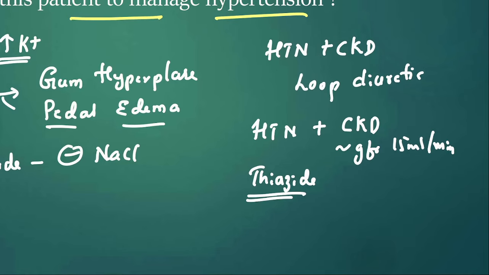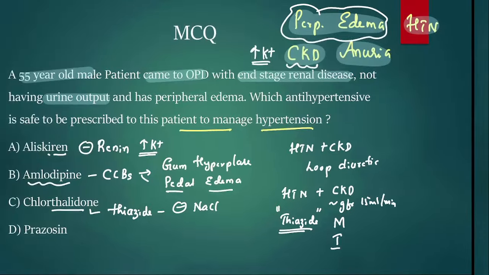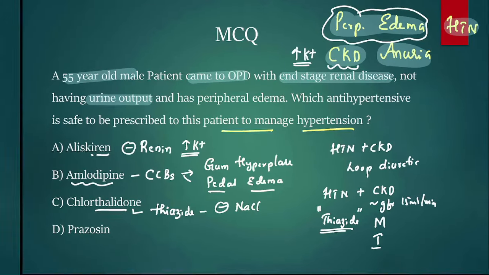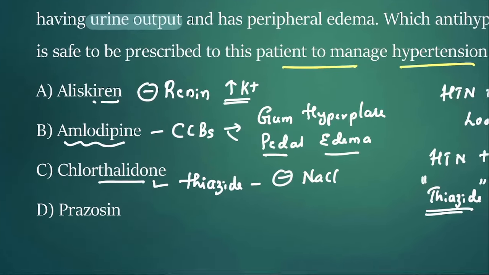Thiazides won't work in CKD, but there is one thiazide which can work. I'll give the name of that. It starts with M, and one more which can also work starts with I. So tell me the thiazides which start with M and I, which can work if there is hypertension with CKD. So here chlorthalidone will not work. So what is remaining is prazosin.